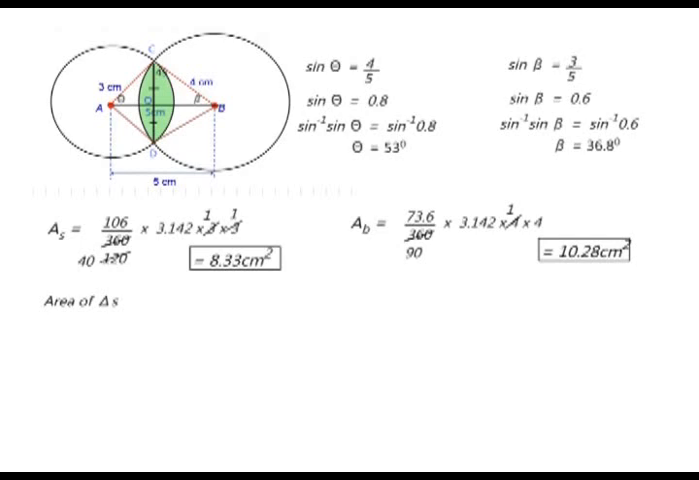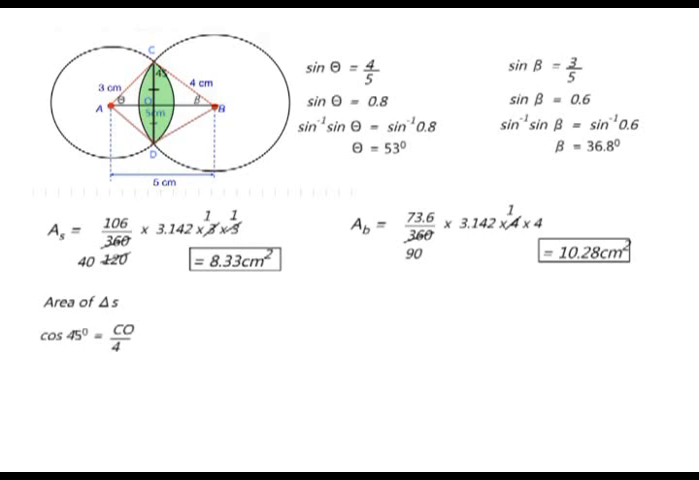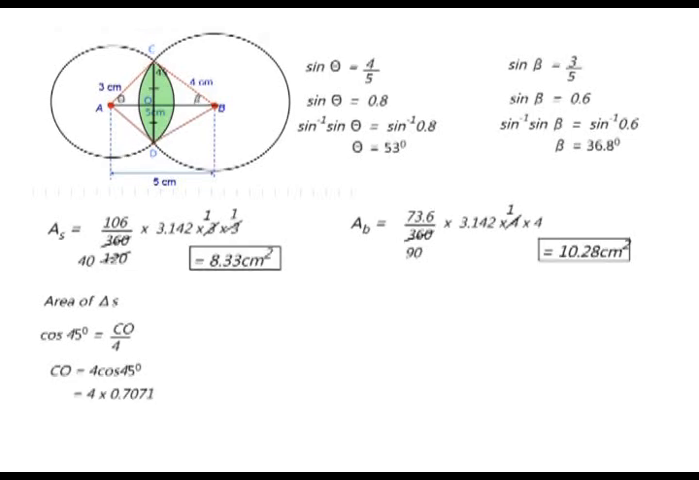We can now find CO. Cos 45 degrees is equal to CO over 4. That is adjacent over hypotenuse. CO is therefore equal to 4 times cos 45. Cos 45 is equal to 0.7071. 4 times 0.7071 gives us 2.83 centimeters. And so if CO is 2.83 centimeters, then CD is twice this length. That is 2 times 2.83. That gives us 5.66.